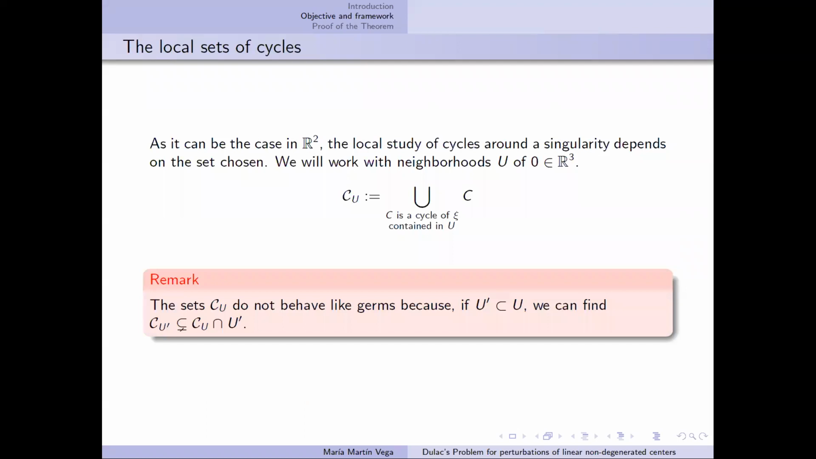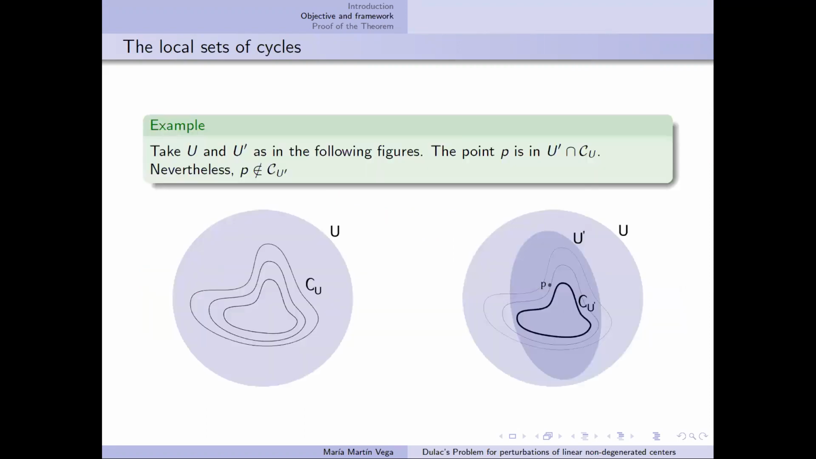The tool that we will use is what I call the local set of cycles, and they are defined in neighborhoods of a singularity that is placed at 0. This set is defined as the union of all the cycles that are completely contained in the neighborhood U. And what I remark here is that these sets are not behaving like germs. And to explain this, I better show an example.